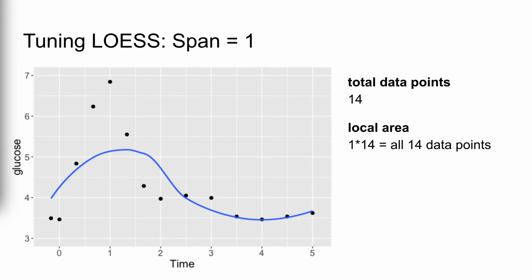This curvy nature is explained by the weights that we assign to data points in the local area. Mainly, even though we're using all data points to predict glucose at each time point, we're giving more influence or weight to the observations at nearer time points. As such, we do still pick up some local trends, but they're just pretty muted.